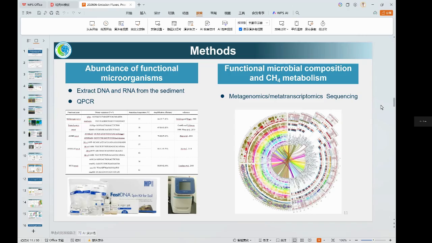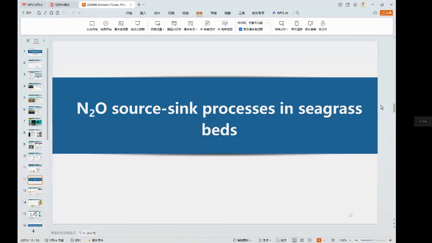Further, we used qPCR to quantify the abundance of functional genes. Metagenomics sequencing was further applied to analyze microbial composition.